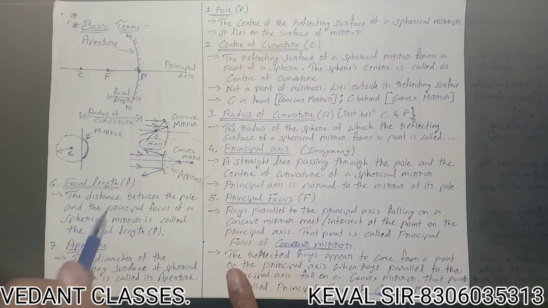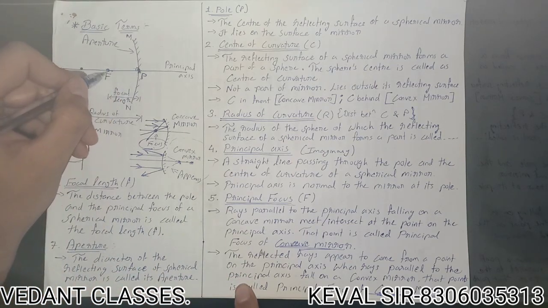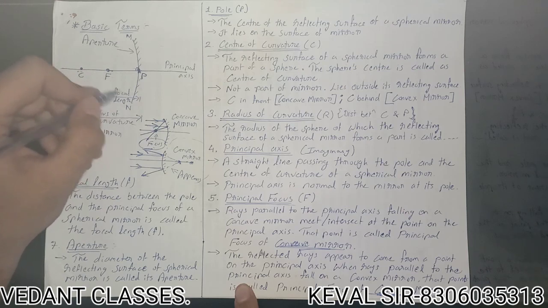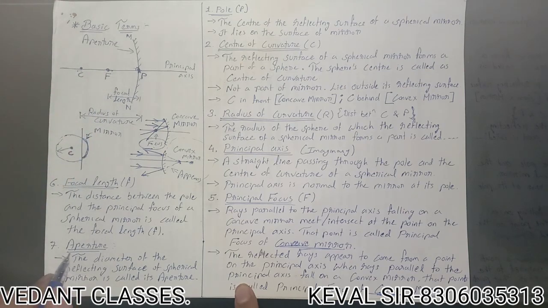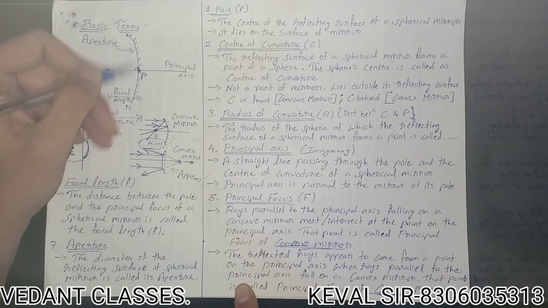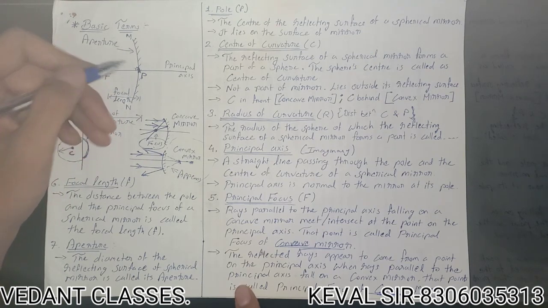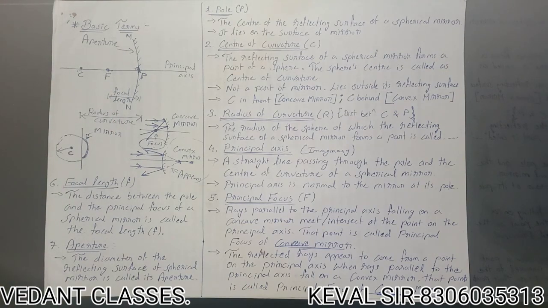Now what is focal length? The distance between the pole and the principal focus is called focal length. And what is aperture? Aperture means the diameter of the reflecting surface of the mirror. So take a screenshot of this one. It is very important to learn all these basic terms to clear the chapter ahead. Please take a screenshot of this so we can move ahead.